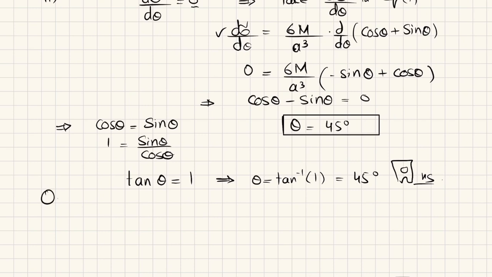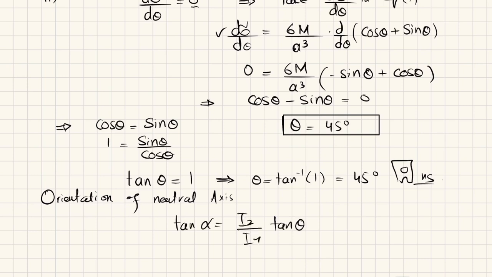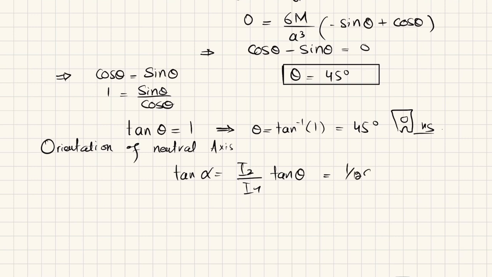And in the last part, we have to define the orientation of the neutral axis. For that, we have the formula that tangent of alpha is equal to Iz over Iy into tangent of theta. Since Iz and Iy are both 1 over 12 a power 4, divided by 1 over 12 a power 4 and tangent of 45 degree, this will cancel with this and we will be left with tangent of alpha is equal to tangent of 45 degree.